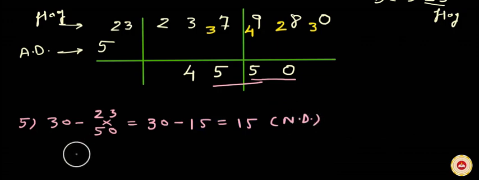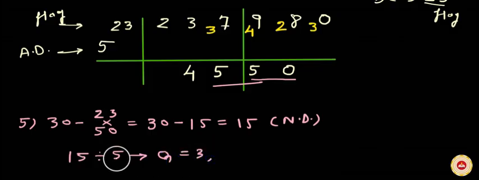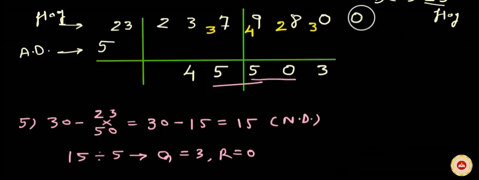So friends, let us divide the net dividend 15 by the actual divisor 5, which gives us quotient 3. 5 3s are 15 and remainder is 0. So write quotient 3 below the gross dividend 30 and remainder 0 as a prefix to the next digit. Okay, I have increased one 0 and I am going to write remainder 0 as a prefix to the next digit, which is 0 only.